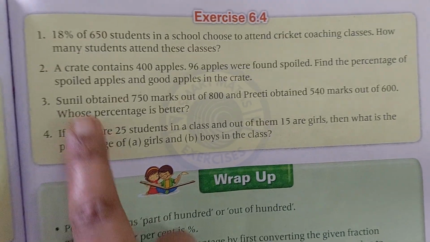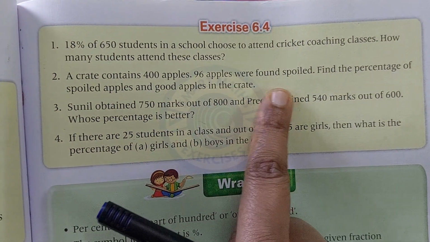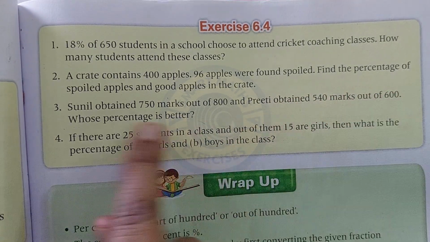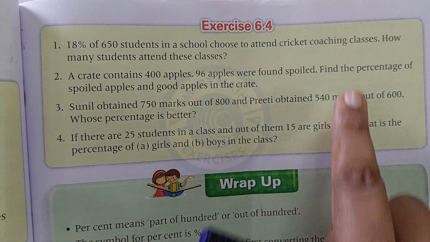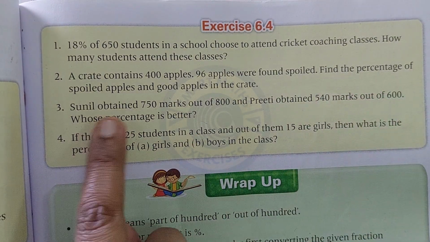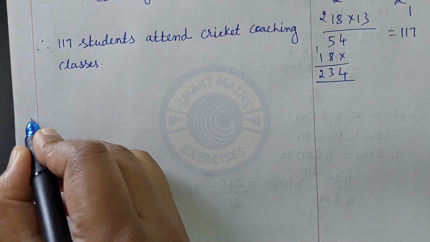Next question. A crate contains 400 apples. 96 apples were found spoiled. Find the percentage of spoiled apples and good apples in the crate. Here we have to find out the percentage of spoiled apples and good apples. Let us write the statements.